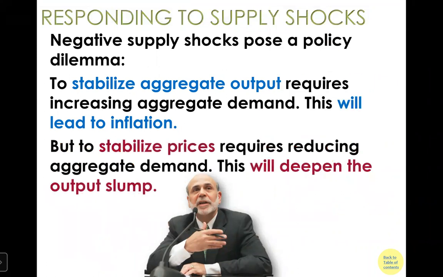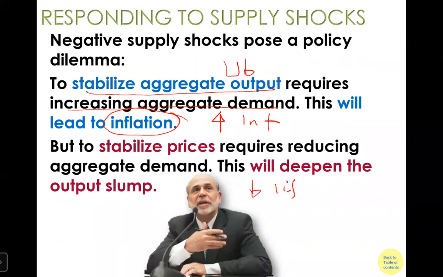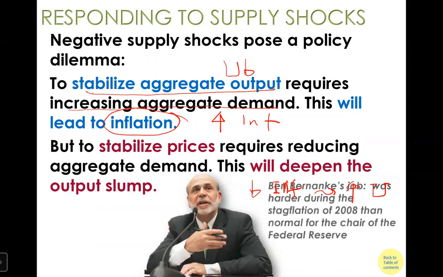So this slide is a summary, right? Stabilizing aggregate output requires increased aggregate demand. This leads to a reduction in unemployment at the cost of higher inflation. On the other hand, if you want to reduce inflation, this is going to cost you higher unemployment. So that's a dilemma. That's a nasty aspect of a negative supply shock. Okay.